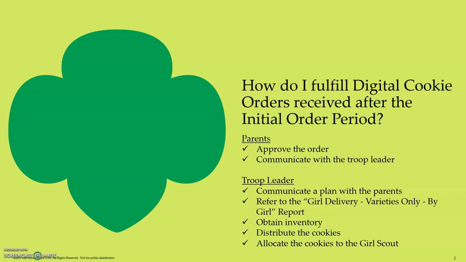You'll also want to refer to the Girl Delivery Varieties Only by Girl Report in eBuddy. Be sure to obtain inventory to fulfill those orders and distribute the cookies associated with those orders to their appropriate Girl Scout. The final step is that you'll want to make sure that you allocate the cookies to the Girl Scout.